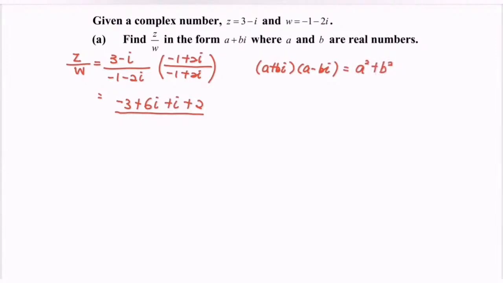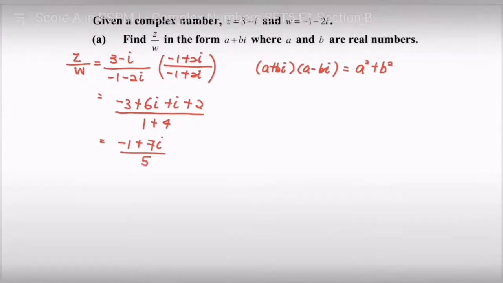So meaning that if we square the situation, and we will obtain 1. As for b, the value is -2 or 2. If we square the 2, and we will obtain plus 4. Simplify the situation, and we will have -1 plus 7i over 5. So express the situation in the form of a plus bi, meaning that we have real part and imaginary part.